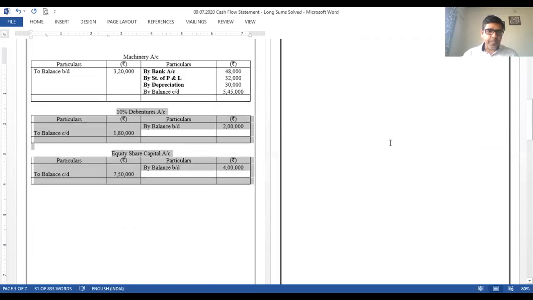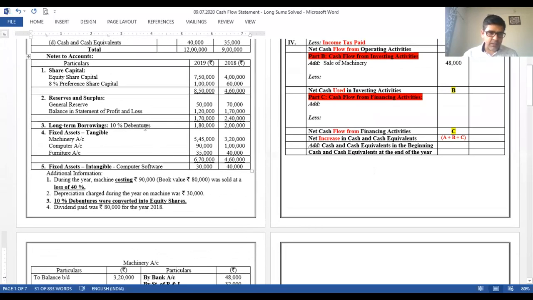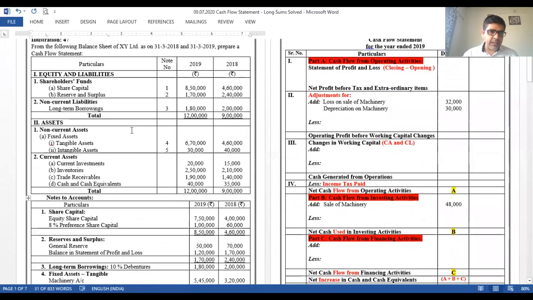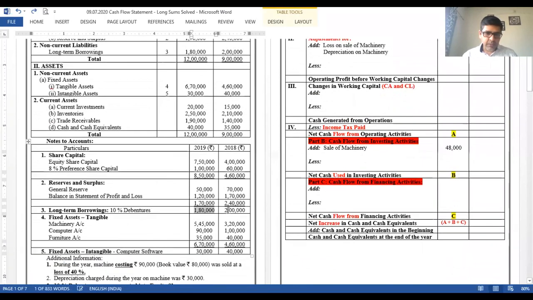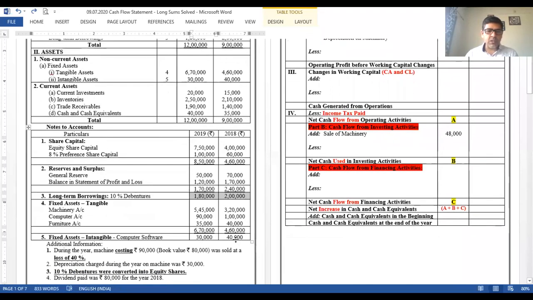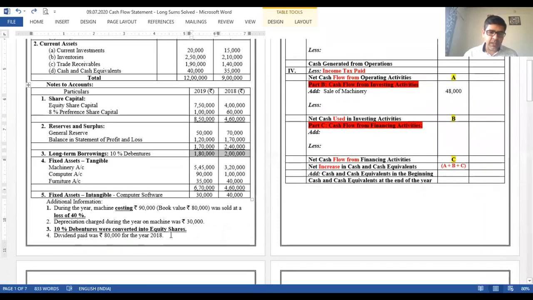Let us see the value of debentures. Debentures can be seen as long-term borrowings. Note number 3, 10% debentures. We can see the values over there. It was 2 lakh earlier and now it is 1 lakh 80. So there is a reduction of 20,000. This reduction of 20,000 is nothing but the redemption. Reduction is redemption, right? How are these debentures redeemed? By way of conversion, right?